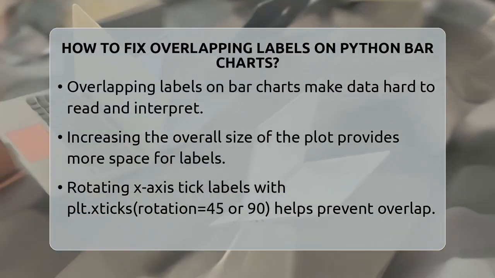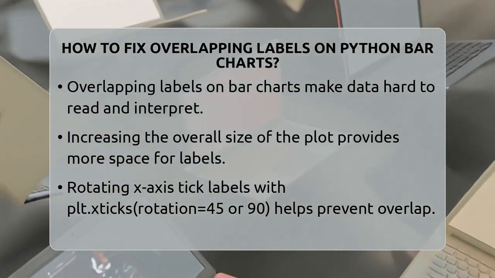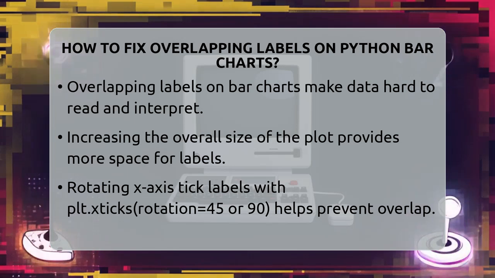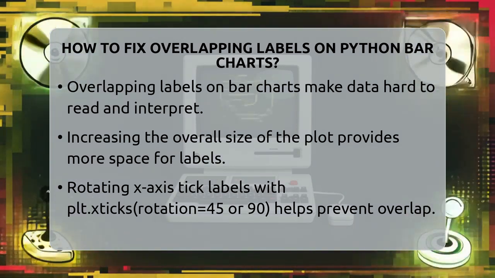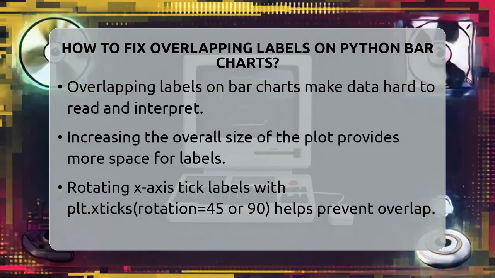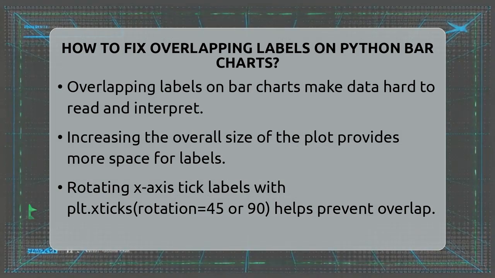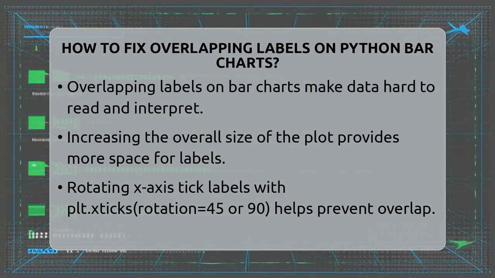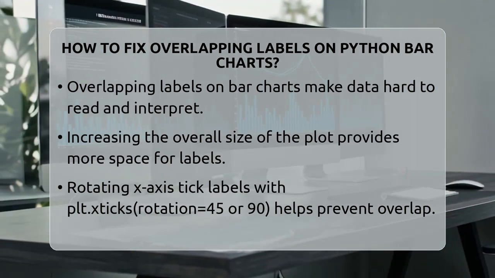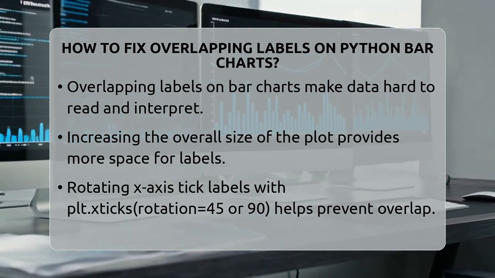How to fix overlapping labels on Python bar charts. Imagine trying to read a bar chart where the labels are all jumbled together and impossible to decipher. That can make your data look messy and hard to understand. Luckily, there are simple ways to fix this problem and make your charts clear and easy to read.